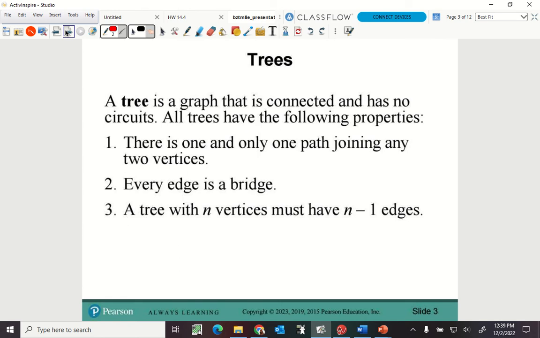And then every edge is a bridge. We're referring to each one of the sticks that connect each of these vertices as an edge, and they're going to be bridges. A tree with n vertices has n minus 1 edges. That's important. That's going to tell us how many bridges we are going to use to be able to connect all these places.